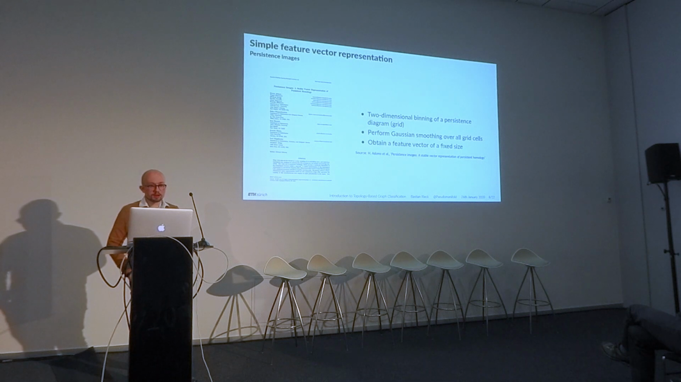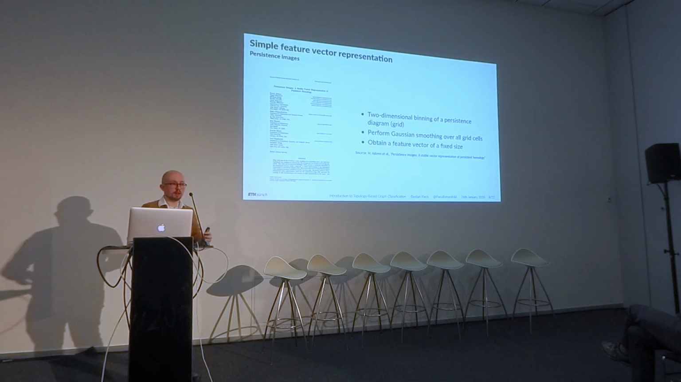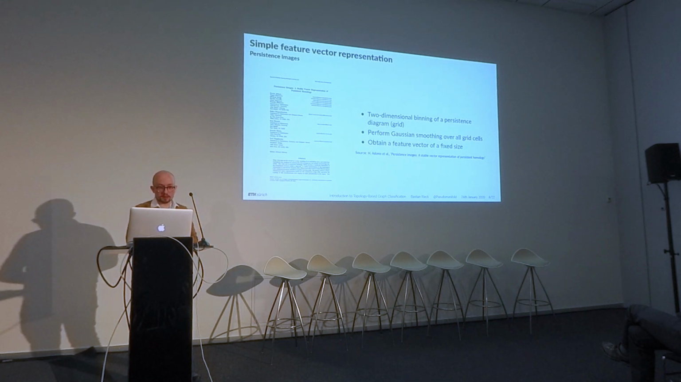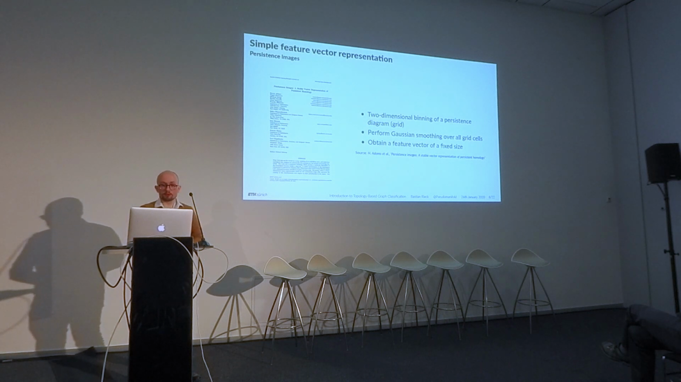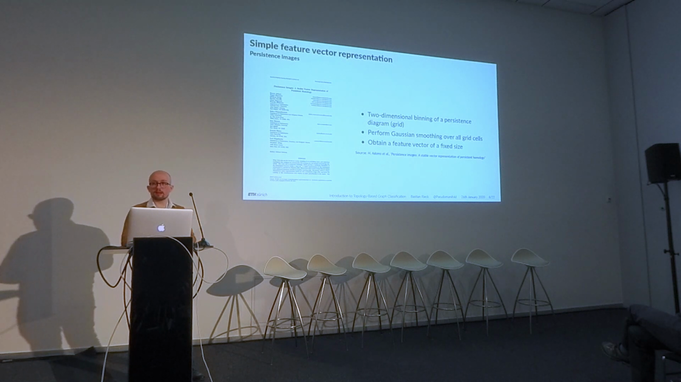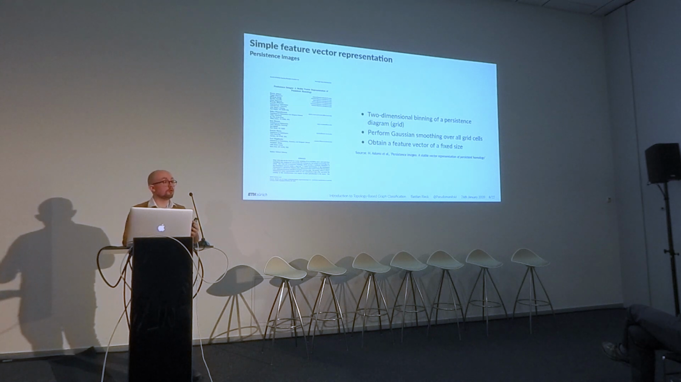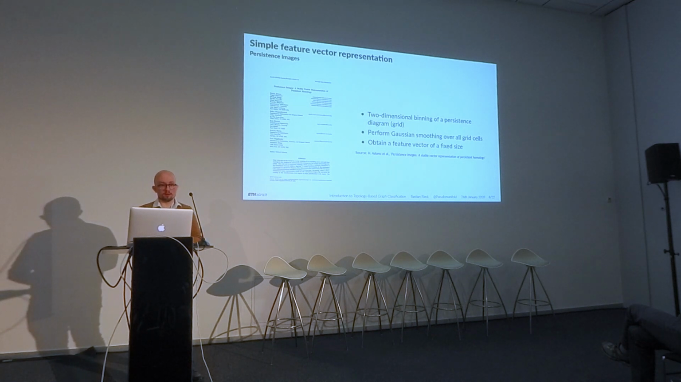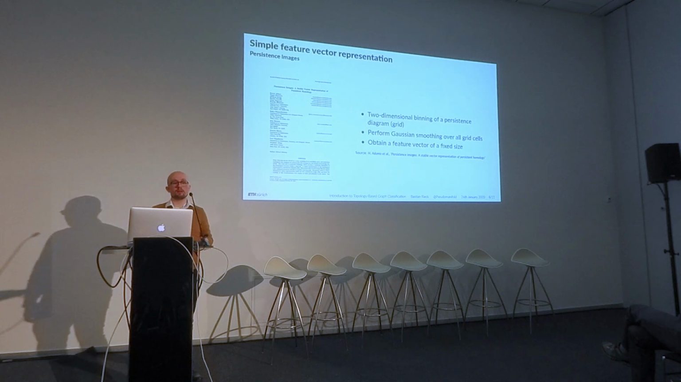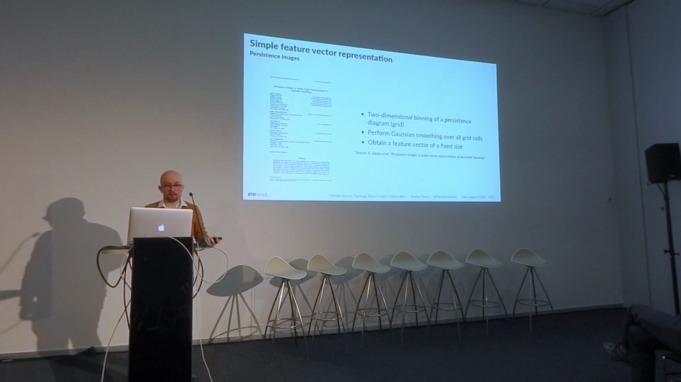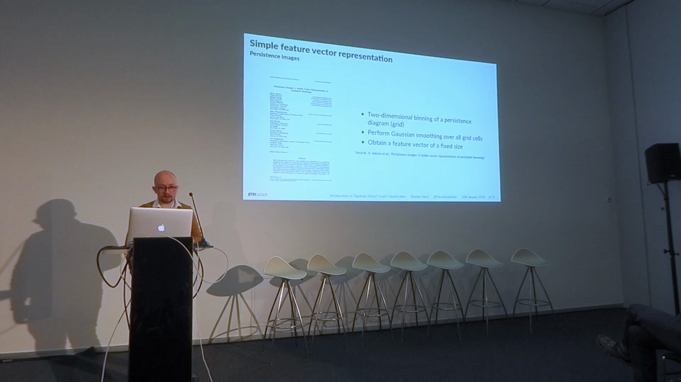So a simple feature vector representation, which we're going to look at now, comes directly from the persistence diagram itself. It's referred to as persistence images, and it's basically a two-dimensional binning of a persistence diagram over a grid. So you get a grid, and then you perform a Gaussian smoothing over all the grid cells. And since you specified the grid dimensions beforehand, you can unroll that grid into a nice feature vector of a fixed size. In particular, the nice thing is you can increase the resolution as you see fit. We will see this in a second.